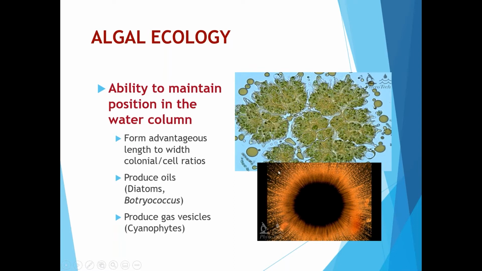Not only that, but by having this kind of round conformation, it makes it harder surface-area-wise for it to sink. So you can produce oil, you can get an advantageous length to width ratio, you can produce gas vesicles and aerotopes. Or you can be motile, right?